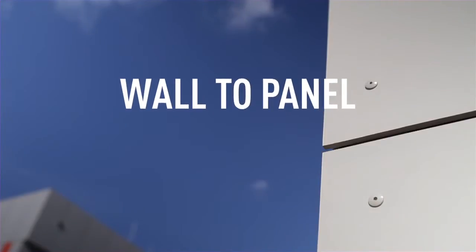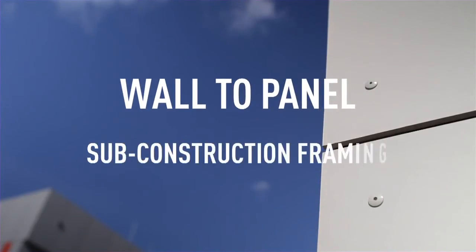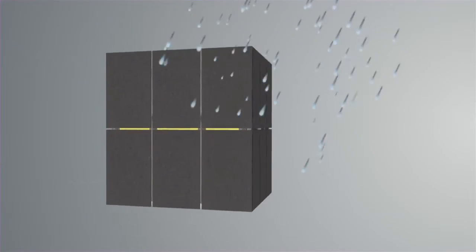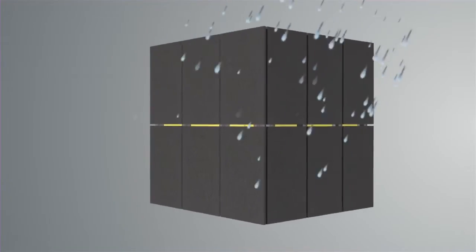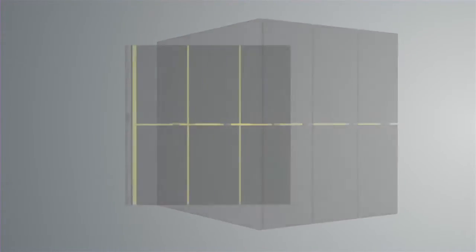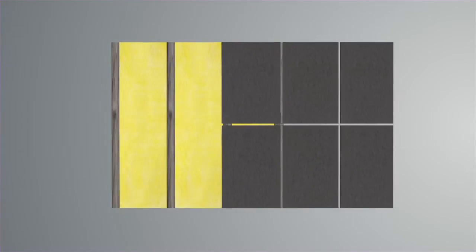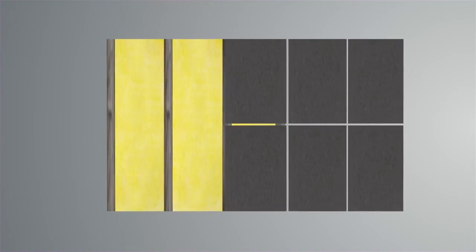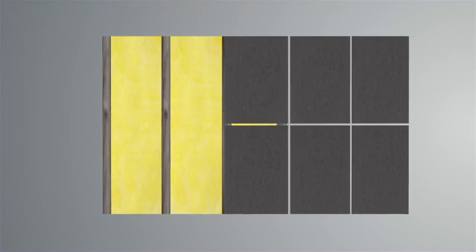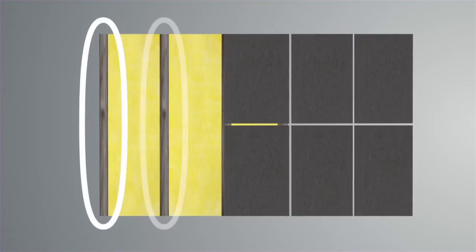Wall-to-panel subconstruction framing. The drained and back ventilated rain-screened facades we promote hold the panels away from the main wall. To keep the panels in place, a subconstruction or supporting frame is needed to connect the panels to the wall.